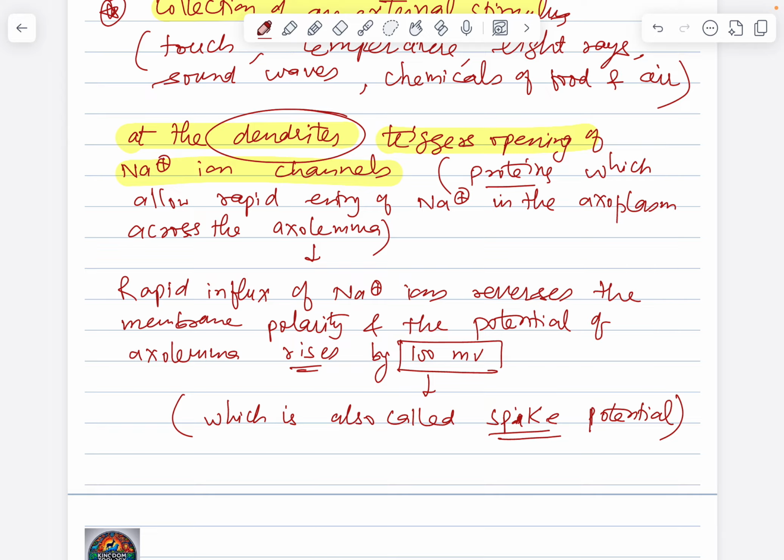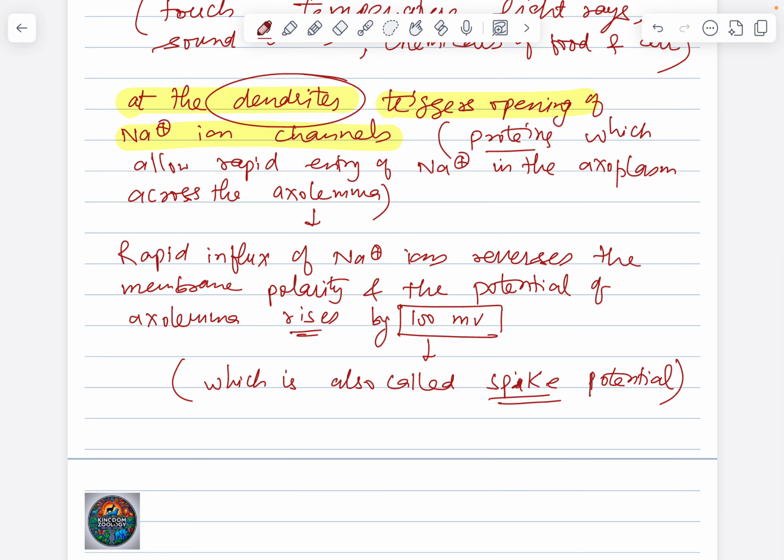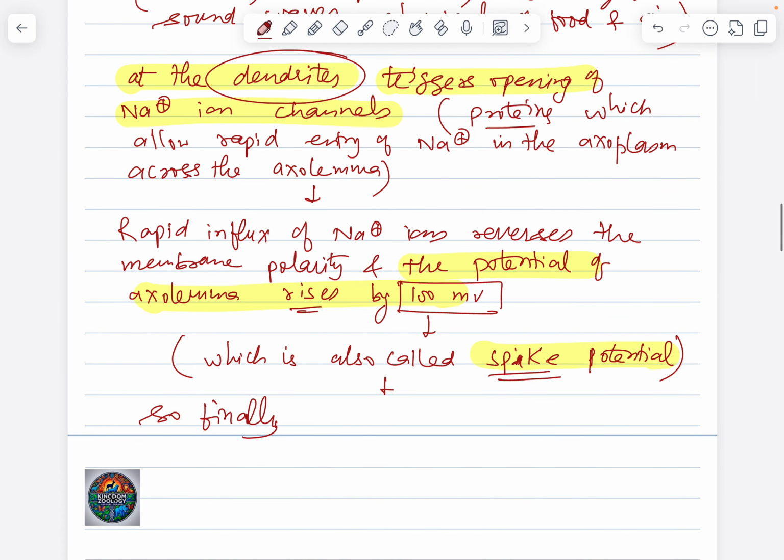तो 100 millivolt से raise करेंगे तो पहले कहाँ पहुँचेगा? 0 पे, and then 0 से आगे कहाँ चला जाएगा? Plus 30 millivolt पे. So this rapid influx of sodium ions reverses the membrane polarity, and the potential of exolemma rises by 100 millivolt spike potential. So if the potential was initially minus 70 millivolt और 100 millivolt का rise हुआ है, तो potential finally settles at what value?